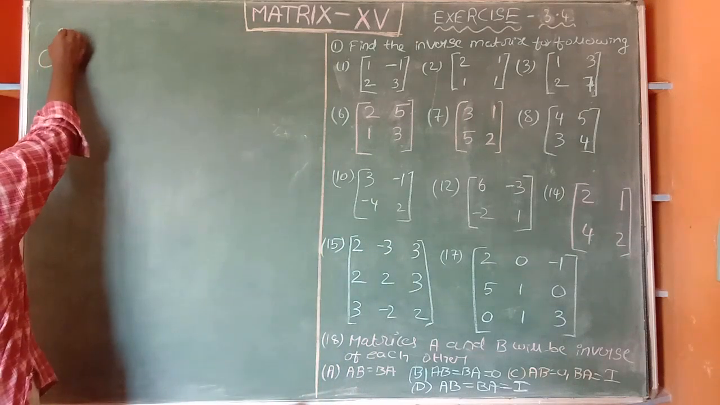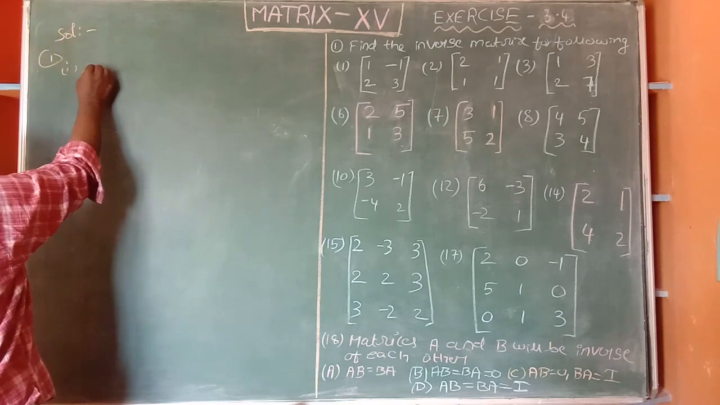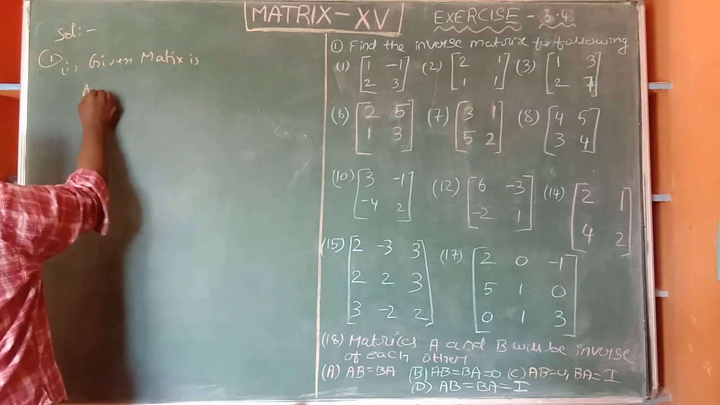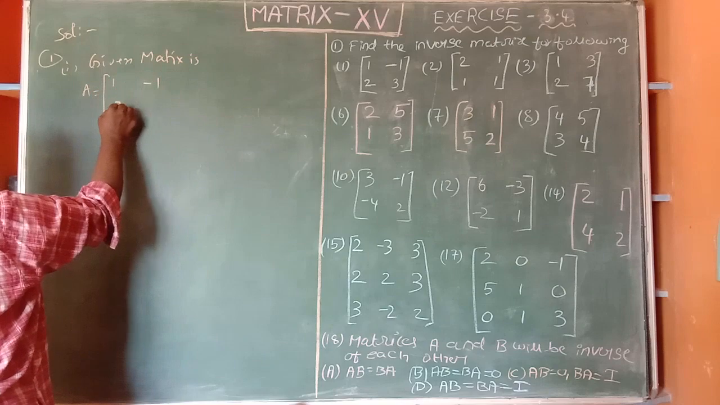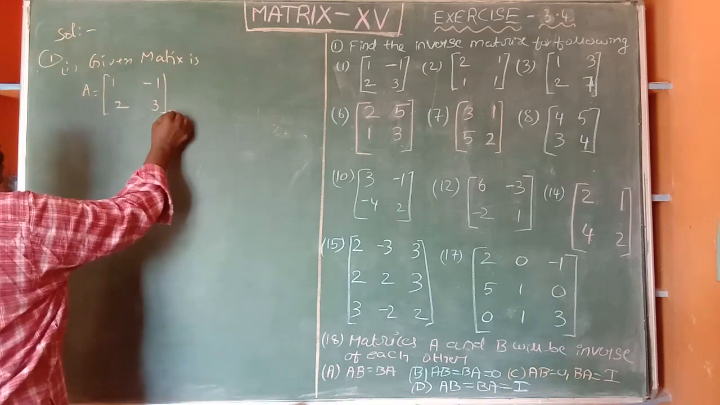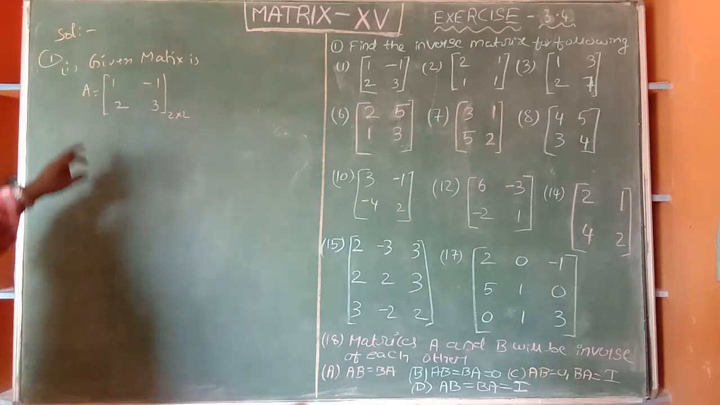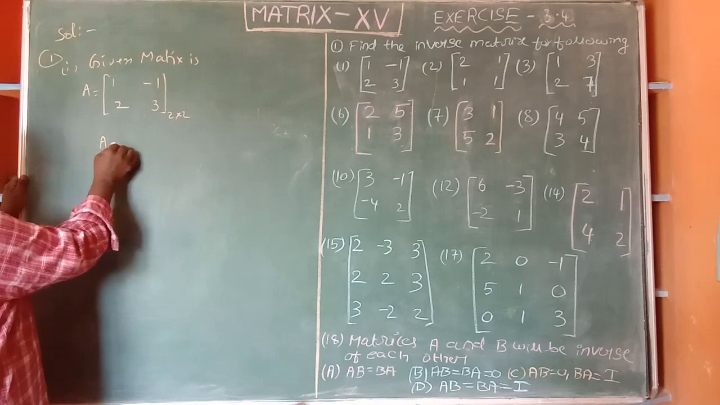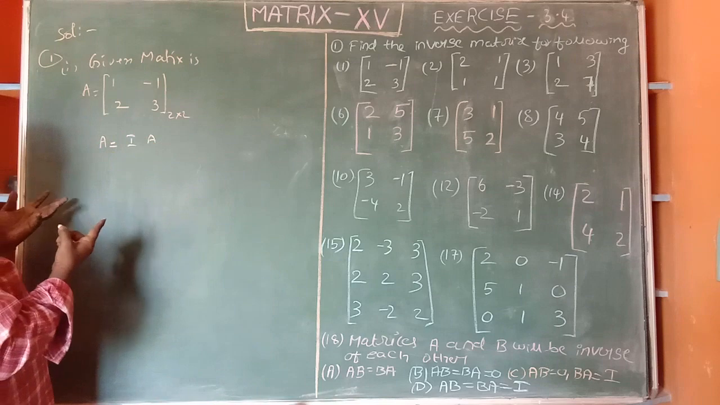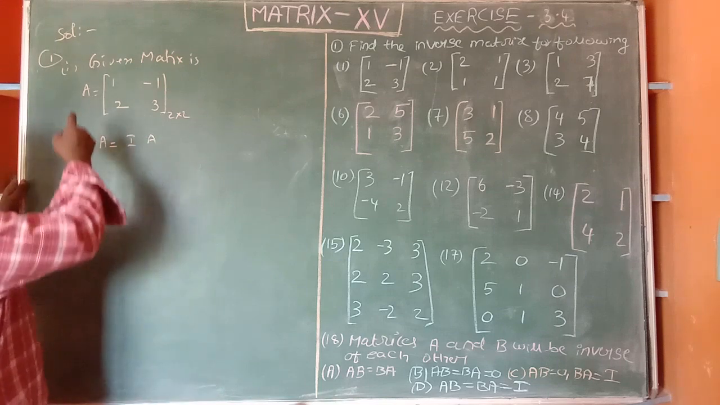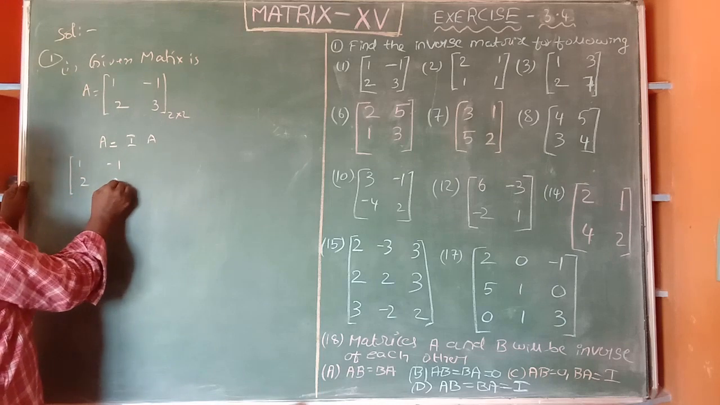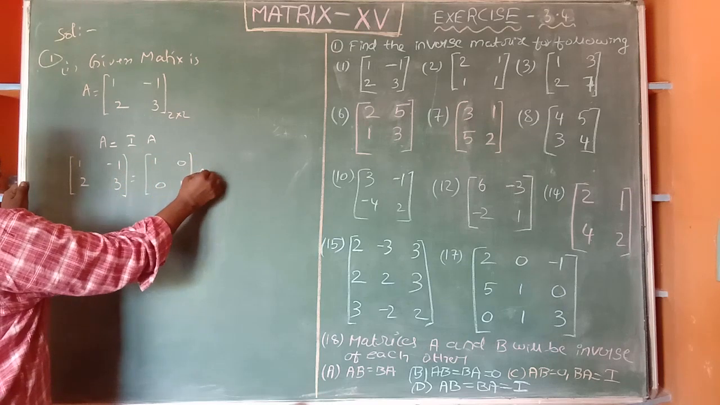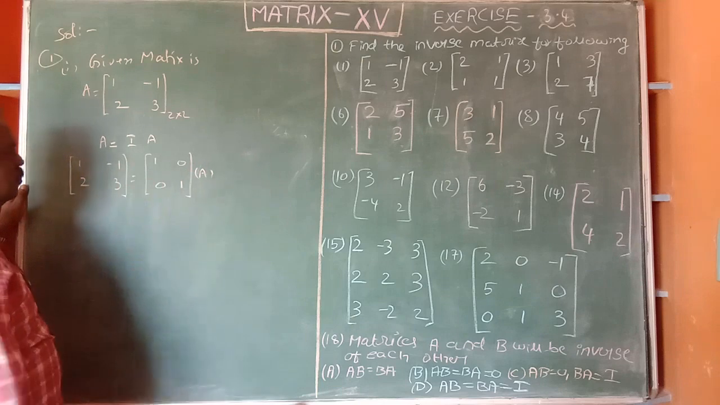Observe the first one. Solution number one. The given matrix is capital A is equal to [1, -1; 2, 3]. It is a 2 by 2 matrix. Simply you observe it. It is a given matrix. Actually, A is equal to IA. I into any matrix is that matrix. Here A is [1, -1; 2, 3], and I is [1, 0; 0, 1], and A as it is.